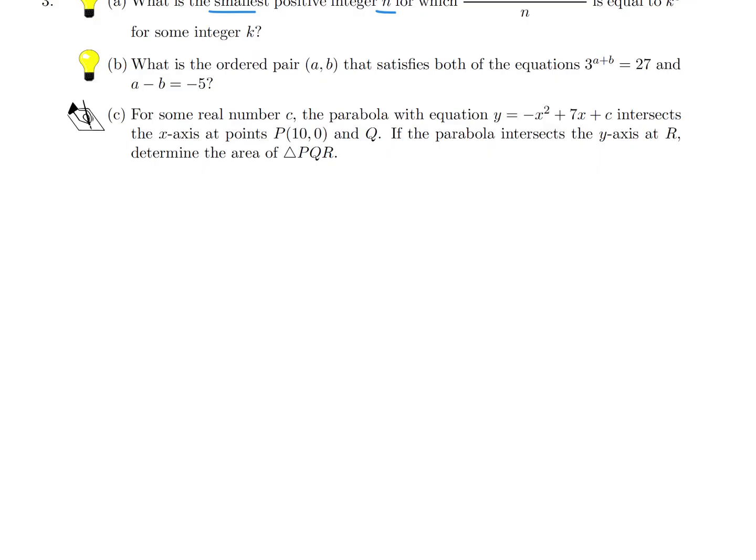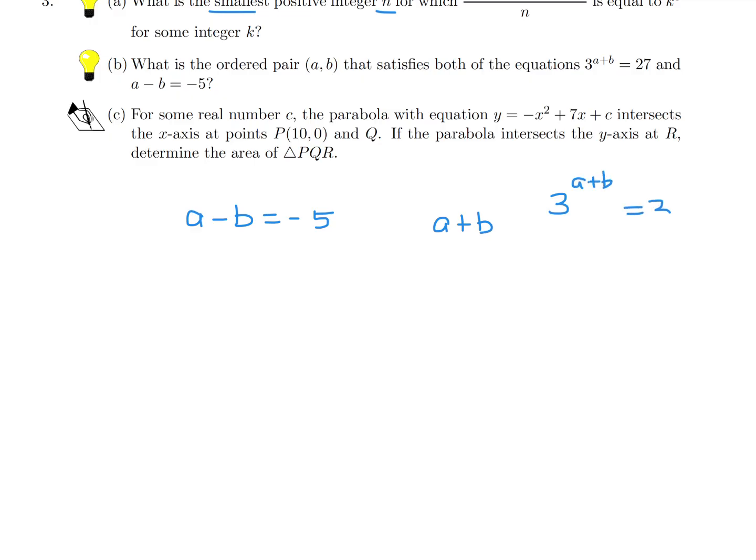What is the ordered pair (A, B) that satisfies both of these equations? All right, so this shouldn't be too hard, I hope. A minus B is equal to minus 5. A plus B, well, first of all, let me just write this out here.